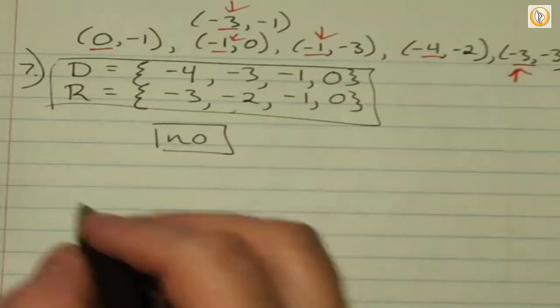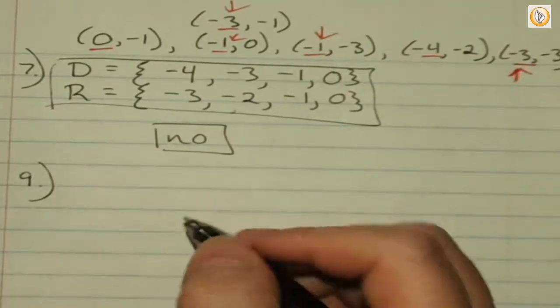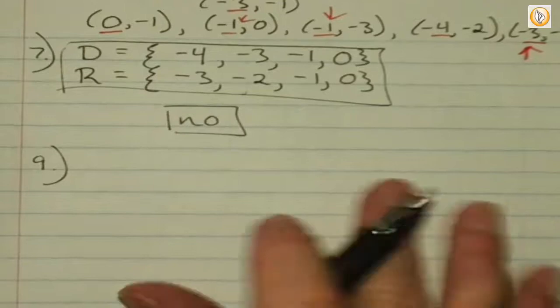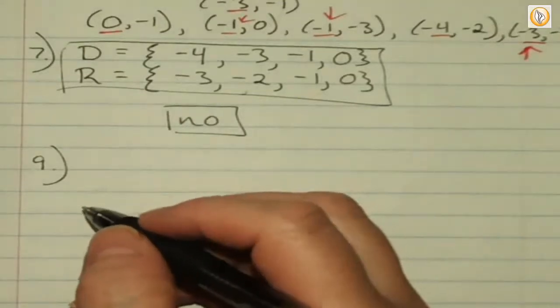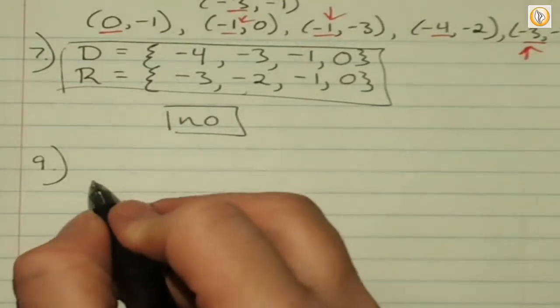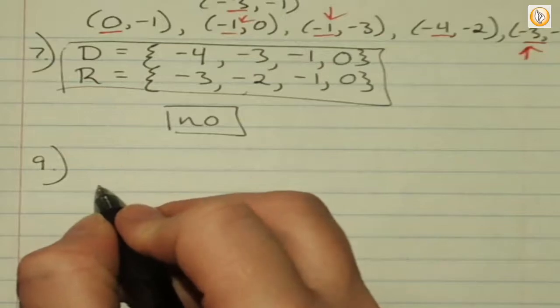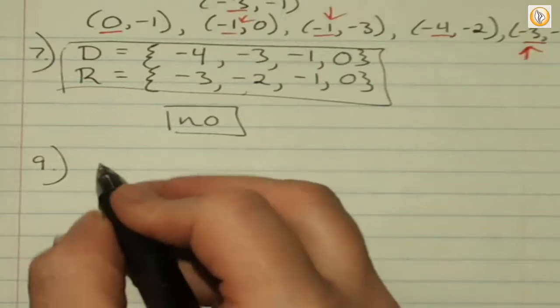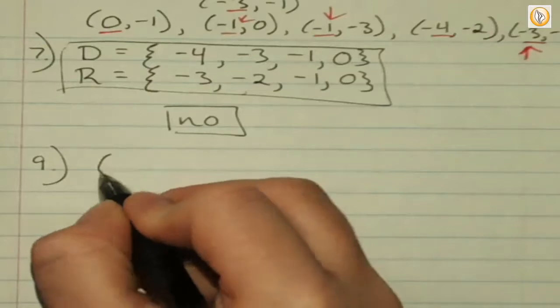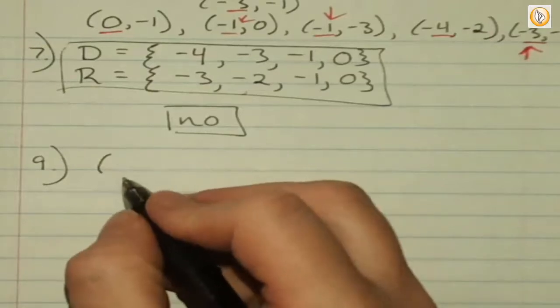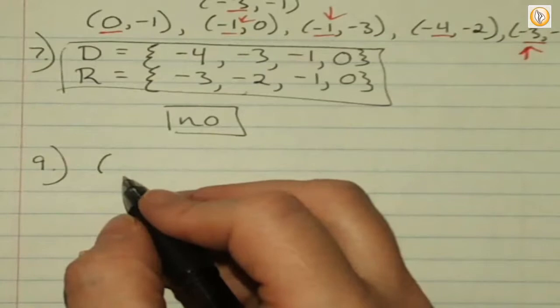All right, let's look at number 9. Same thing. They want to know domain, range, and whether it's a function. So first thing we need to do is list all of the ordered pairs. So start raising your hand and tell me what they are.